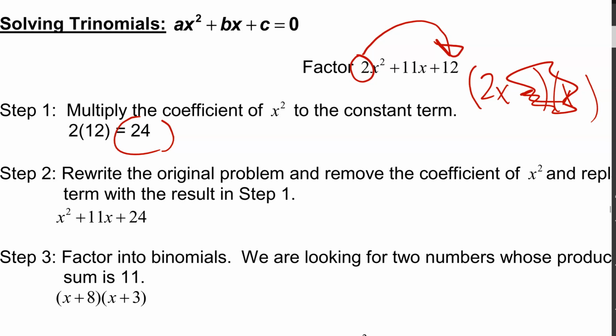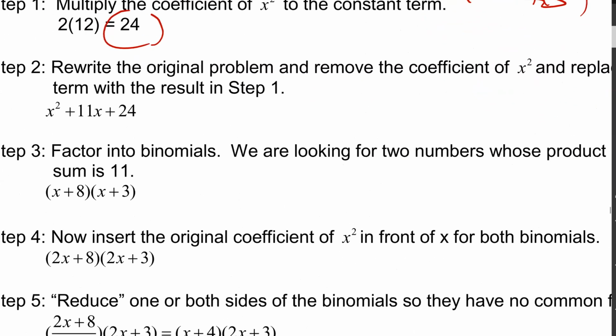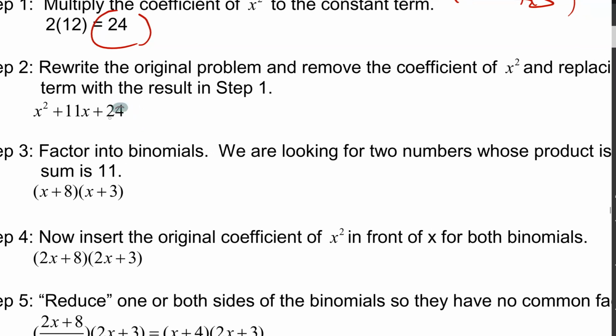Now, step 2, rewrite the original problem and remove the coefficient of x squared, replacing it with the term found in step 1. Remove the coefficient in front of x squared, and I rewrite my c, which is going to be 24. Step 3, factor into binomials. So let's think. What multiplies to 24 but adds to 11? 1 and 24, 2 and 12, 3 and 8, 4 and 6. Definitely 3 and 8. That multiplies to 24 and it adds to 11.